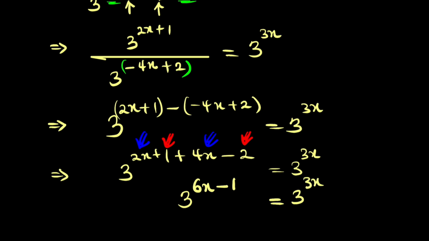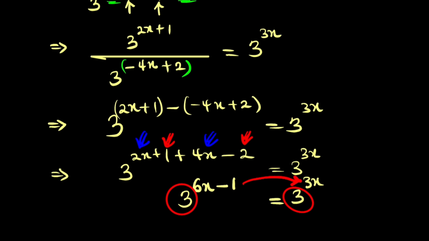And then finally, we apply the last principle, which says that if the bases are the same, then we can go ahead and simply equate their powers. That is 6x minus 1 is now equal to 3x. So we say 6x minus 1 is equal to 3x. We solve for x by bringing all the unknown to the left hand side and the term without the unknown to the right hand side.